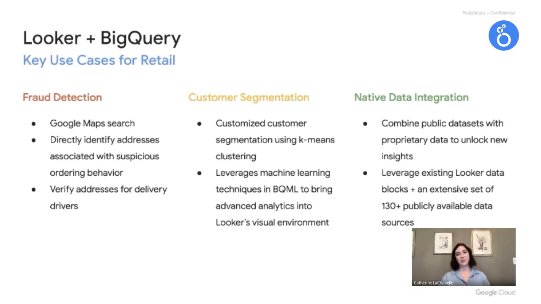BigQuery together. So with fraud detection, I'm going to show you an example of using Google Maps search, specifically Street View, to identify a fraudulent address where essentially what's happening is somebody's ordering a large amount of items to go specifically to a self-storage unit and then resell it from there, thus degrading our brand value and market presence.